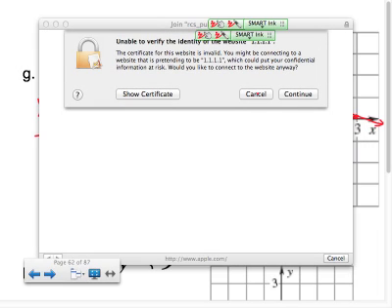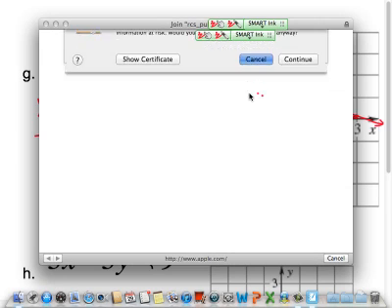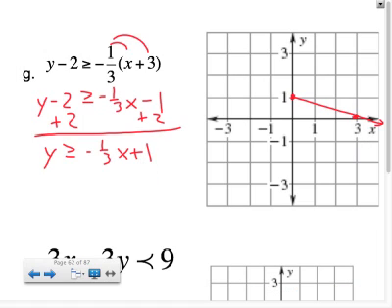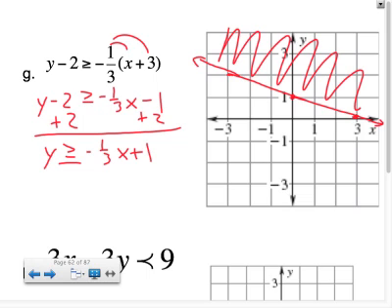Apologize for that. Let me fix that real quick. All right. Let me go make sure my line's pretty accurate. There we go. Okay. So there's my boundary line. It's a solid line. And then, again, you could test (0, 0), or since it's greater than or equal to, that means shade everything above it.